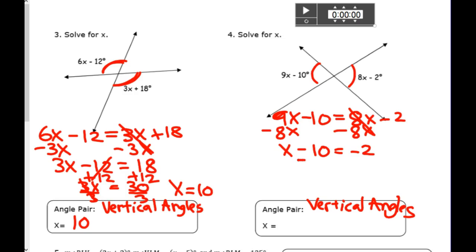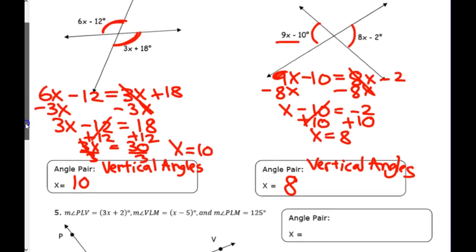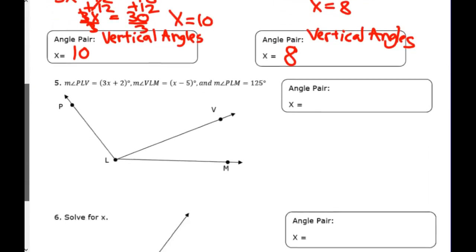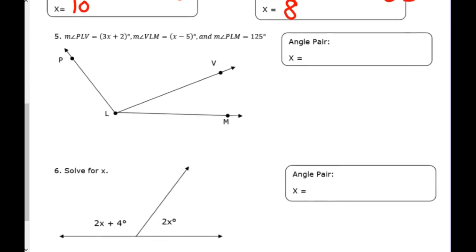And you got rid of your loner by adding 10. So did you get 8? If you got 1x equals 8, again, that's the same thing as x equals 8. Cool? And if I asked you to, you could plug it back in and give me these angles. 9 times 8 minus 10, right? Hopefully. Okay, now back to angle addition postulate.